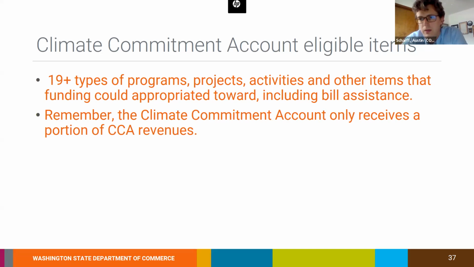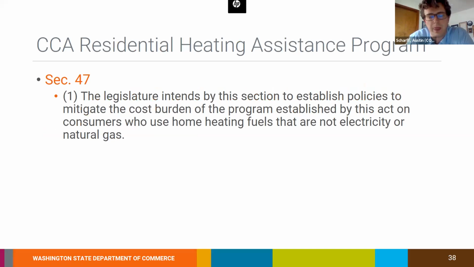Other examples of different programs or categories include the working family tax credit, energy efficiency programs, development of renewable energy, a whole host of things that any funding or appropriation from this account would have to compete with. And I want to stress that, again, this is funding that is not the whole amount of revenue. It is the remainder after allocations have been put into the carbon emissions reduction account, and it's 75% of all funds that go into the climate commitment account.